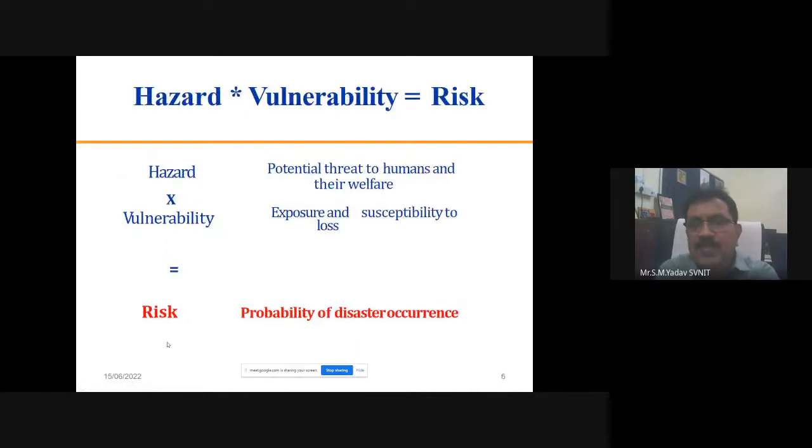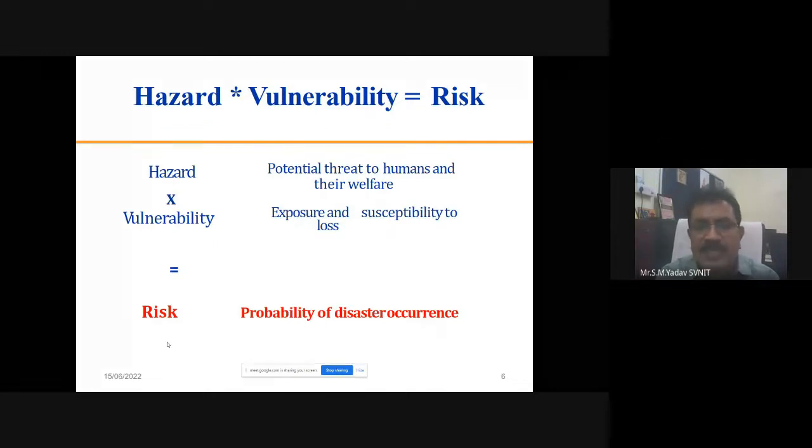What is risk? You can see here hazard into vulnerability combines to give the risk. What is hazard? The potential threat to humans and their welfare. What is vulnerability? Exposure and susceptibility to loss. And what is risk? The probability of disaster occurrence.